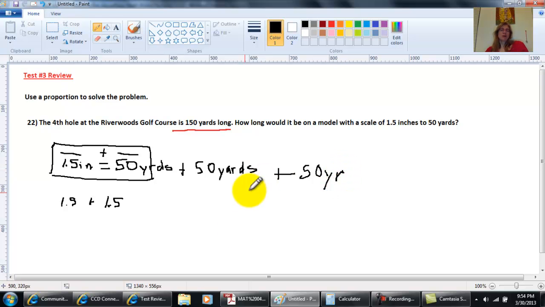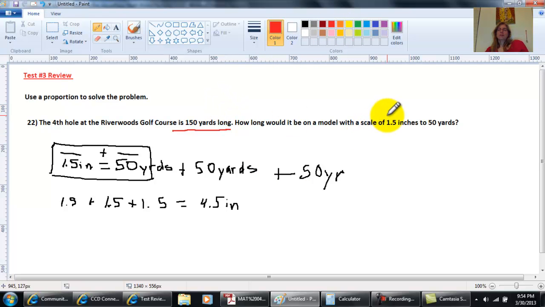So what we'll have is yet another 1.5. And if we add all this, we'll have 4.5 inches total, which would end up being how long the golf course would be represented on the model, and that would be the answer. So, but we need to show the answer in a proportion. So let's look at that.